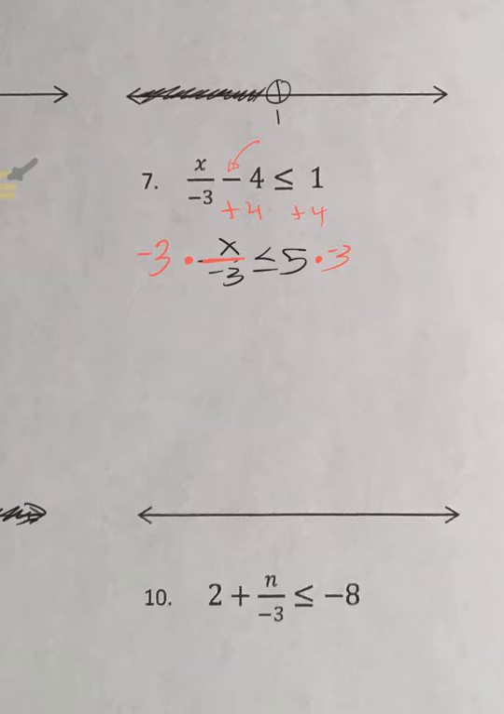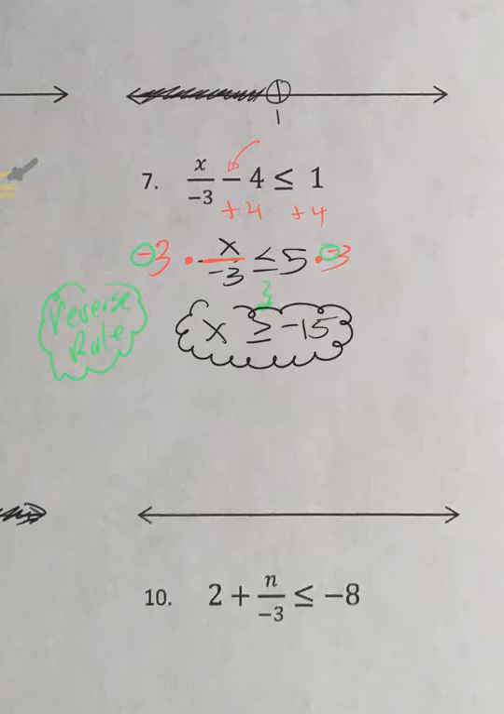And did you notice, didn't we just multiply by a negative? So don't we have to apply the reverse rule? A lot of you were leaving out the reverse rule on your homework. Like you forgot to apply that rule when it was applicable. So the less than or equal to has to become greater than or equal to. So our answer is all numbers greater than or equal to -15 would make this sentence true.